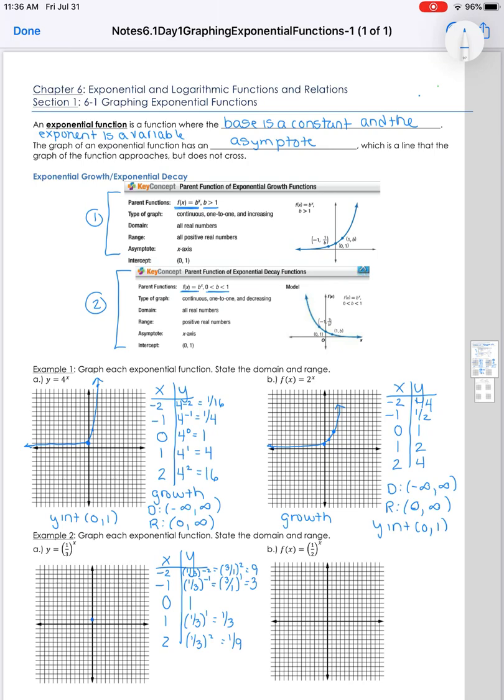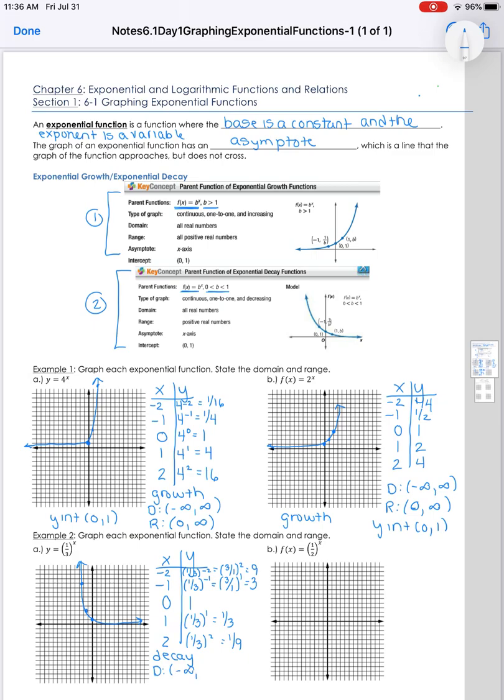So I have 0, 1. Negative 2 gets me 9. 1, 2, 3, 4, 5, 6, 7, 8, 9. Negative 1 gets me 3. And now what I'm going to find is a very similar idea, just going in the opposite direction. Which would then mean this is a decay situation because it's coming down.